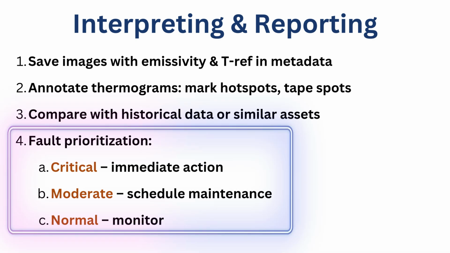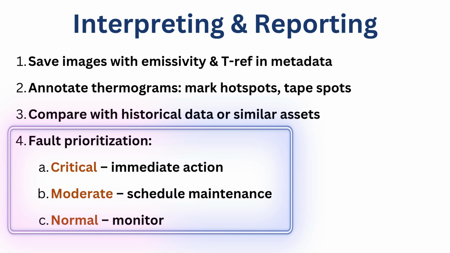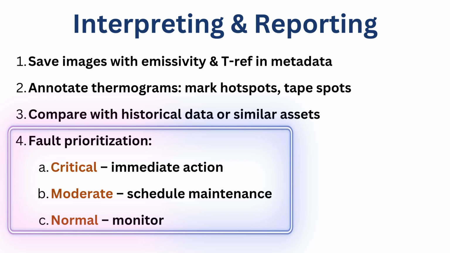Also, if you need, you can use color coding. Let's say for normal you use green, for critical you use red, and for the moderate condition you use yellow. So it will be very easy for the maintenance team to differentiate, right?